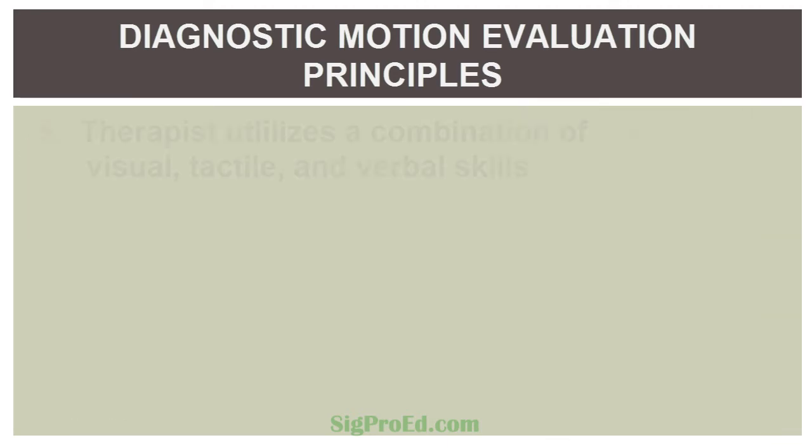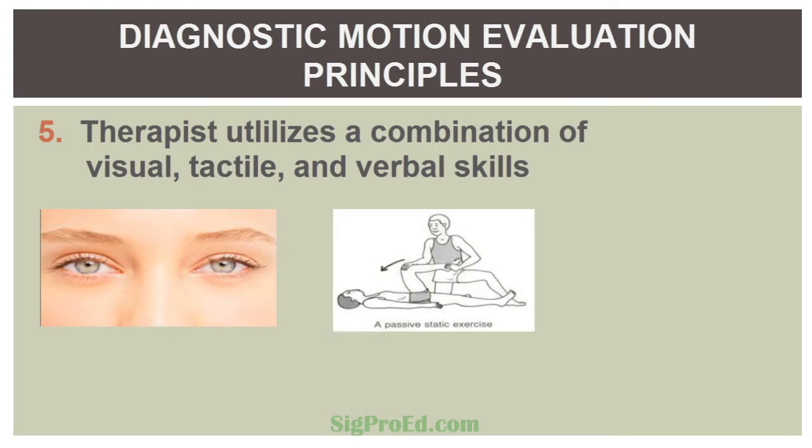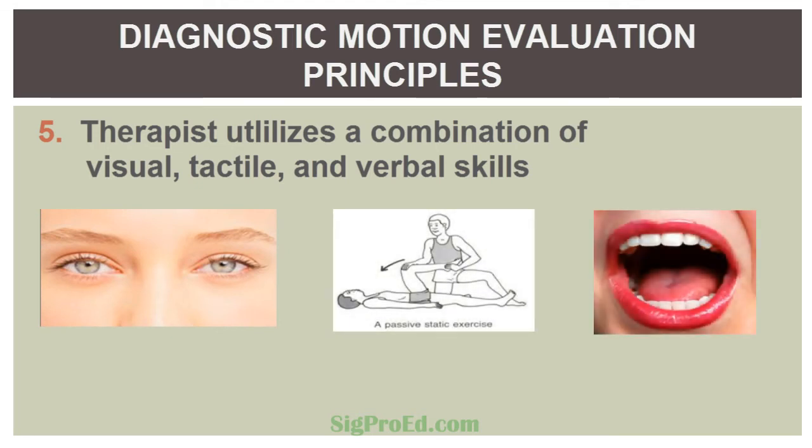The therapist will use a combination of visual, tactile, and verbal skills, meaning we will observe quality, range of motion, and compensation. We can also feel for compensation. So if we see, let's say, the shoulder elevating with flexion, we can place our hands on the shoulder and move the arm in passive range of motion. And at the point that we feel the motion occurring at the shoulder, we could say that that's where the compensation occurs. Or we can do passive range of motion and feel resistance.